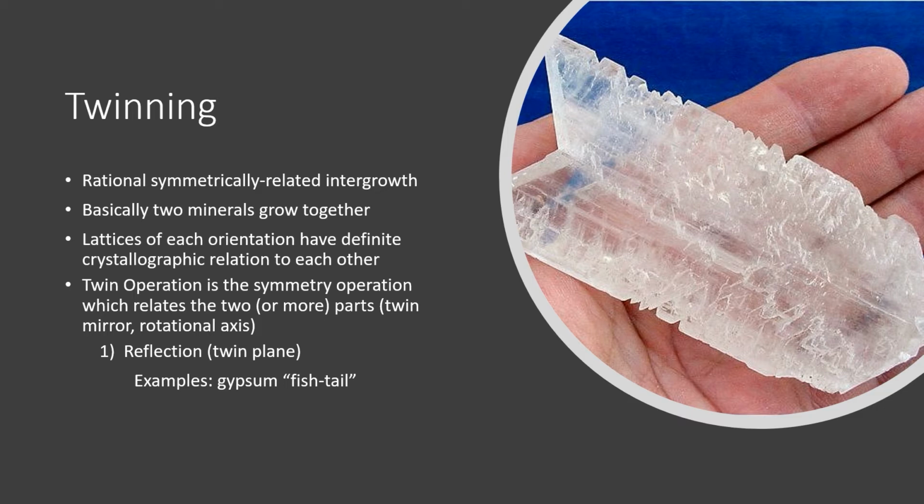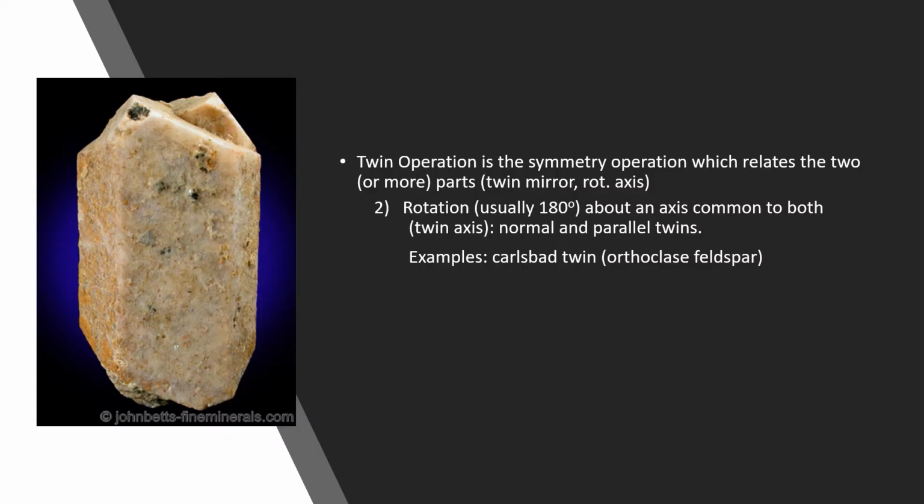Okay, so the reflection or twin plane is known as the fishtail. And right here we have a gypsum fishtail twin. We can see here that we have two mirrored crystals. So if the twinning is related to two or more parts, and there's a rotation about 180 degrees without an axis common to both, you'll have normal and parallel twins. And the example we have here is called the Carlsbad twin, which we have an orthoclase feldspar showing it. These are the ones that are tending to have them.